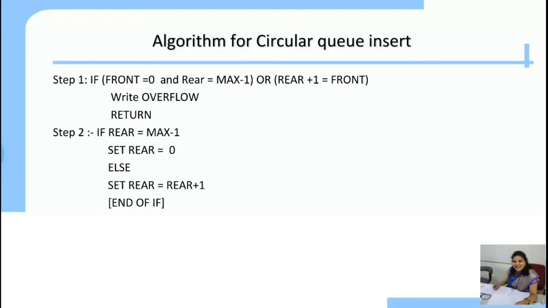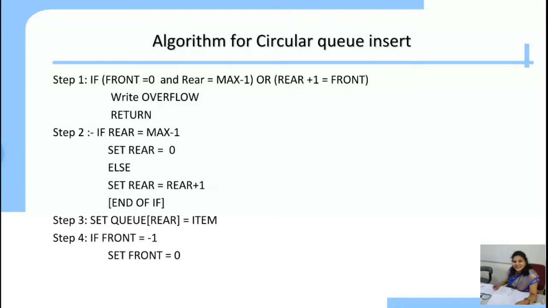Like in step 2. See, if rear is equal to max minus 1, then we set the rear to 0. Why? Because we are going to rotate the rear circularly. So if rear is at the last position, then again set rear to the 0th location. Otherwise, else rear plus plus, means rear is equal to rear plus 1. Otherwise, we are incrementing the rear. Set Q of rear is equal to item. Means whatever you are going to insert is stored in item, set it to the rear position of the queue.